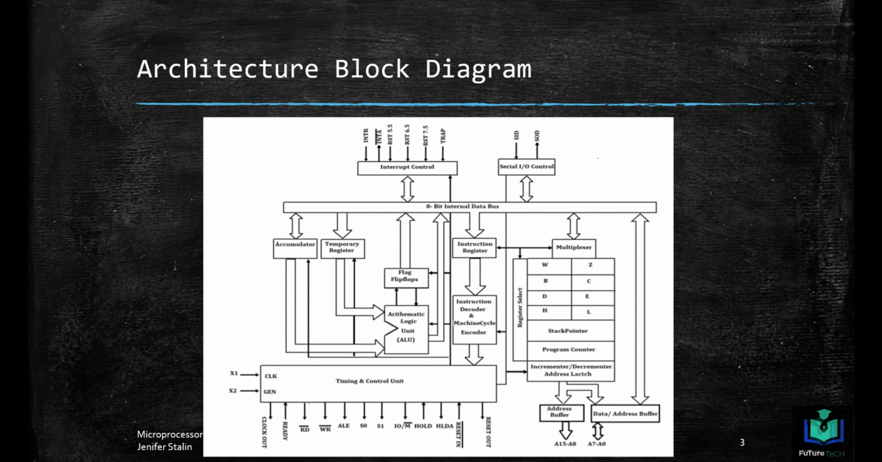This is the architecture block diagram of 8085 microprocessor. It contains the following: interrupt control, serial I/O control signals, accumulator, temporary registers, flag registers which are also called flip-flops, arithmetic and logic unit, then instruction register, instruction decoders, register select signals, stack pointer, program counter, incrementer and decrementer, then the timing and control unit as well as address buffer, address/data buffer.